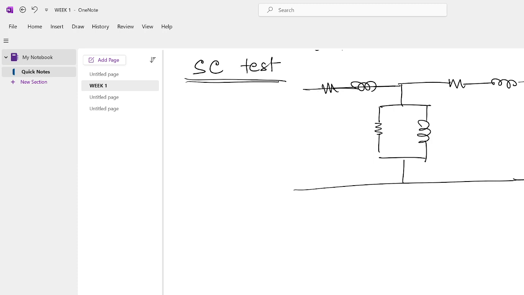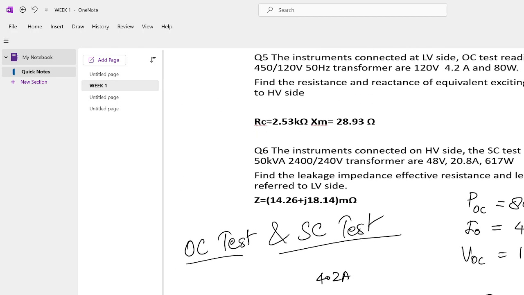Okay. Now, this is not done at the rated voltage. Generally, we need to get the full load current. I forgot to tell you one thing here. It is performed under rated current and rated frequency condition.